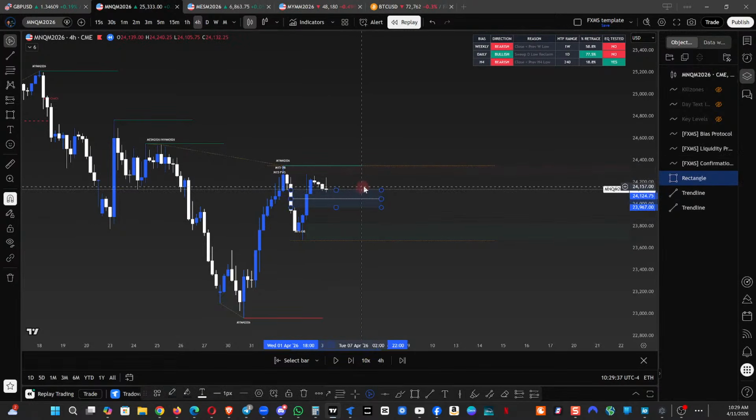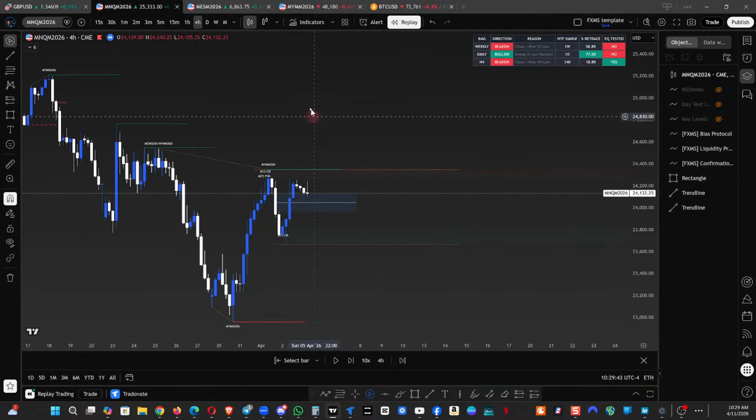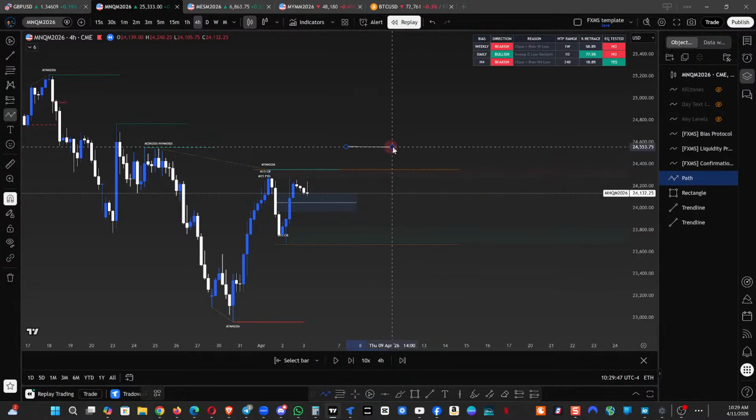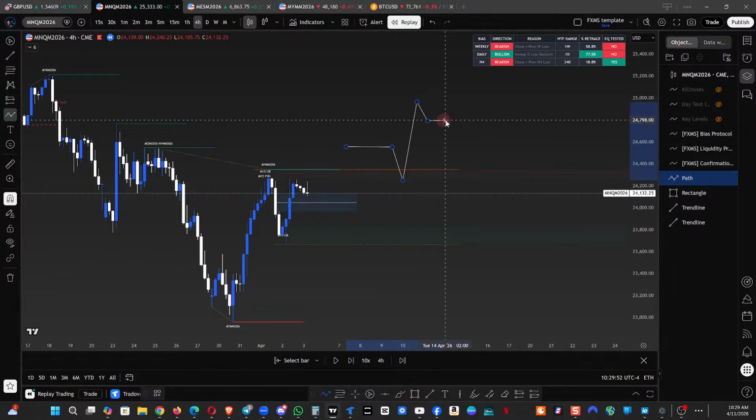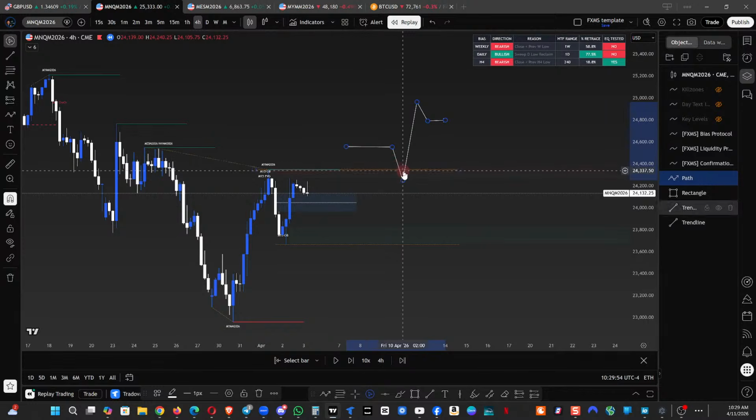So what I want to see now is for price to continue higher, but obviously we're not just going to expect price to go higher, right? Because we want to see that cycle of accumulation, manipulation, and then distribution. So we want to see the stop hunt after the accumulation, sorry, and then we want to see the move up to the highs.